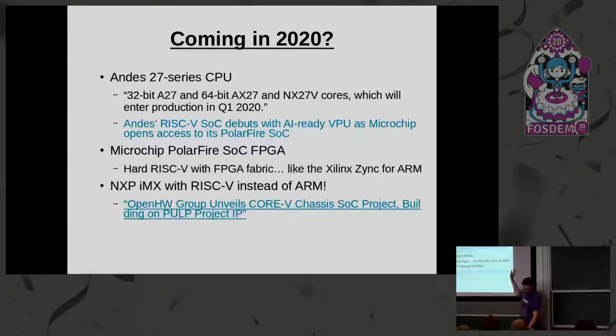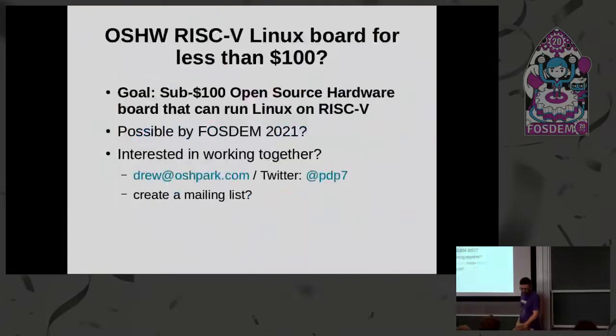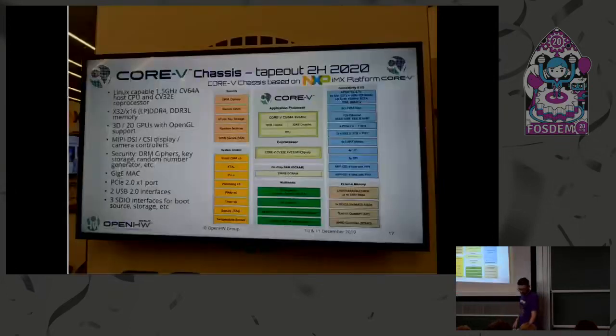By the way, in these slides, there are links to all these different articles if you want to check them out. One of the things I would love to do is get a group of people together that want to help make a cheap Linux capable open source hardware board. I think we have to wait for a chip like this to come out.